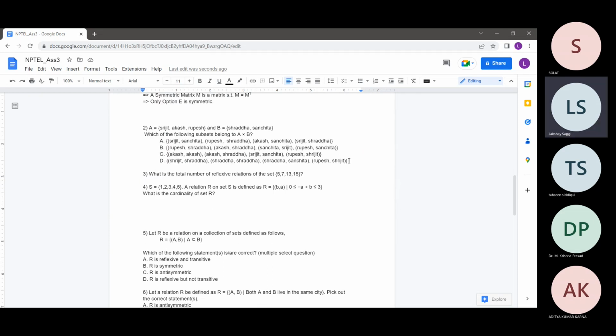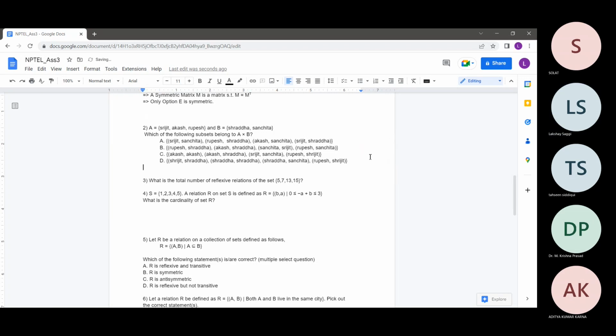So first question is done. So let's come to the second question then. Second question basically asks. So yes, Aditya, you said that option E would be symmetric. So yeah, you are correct.